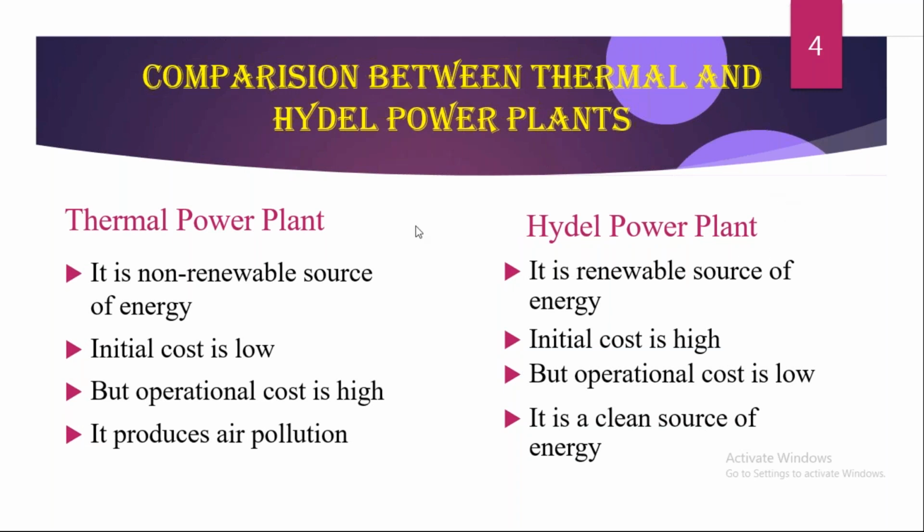Next, for thermal power plant establishment, it has a lower initial cost. For a hydro power plant, it has a much higher initial cost. But in the case of a thermal power plant, the operational cost is higher. Why? Because the operational cost includes maintenance, labor charges, servicing, whatever. All these considerations are included in the operational cost. But in the case of a hydro power plant, the operational cost is very low compared to thermal. And thermal produces air pollution, whereas hydro is a clean energy source.